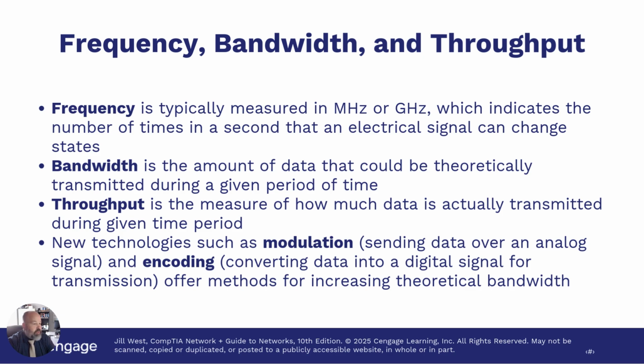Throughput is reality. So that's how much traffic actually makes it through when you factor in construction, potholes, or your neighbor binging Netflix in 4K. Technologies like modulation and encoding are like carpool lanes because they squeeze in more data without expanding the road.